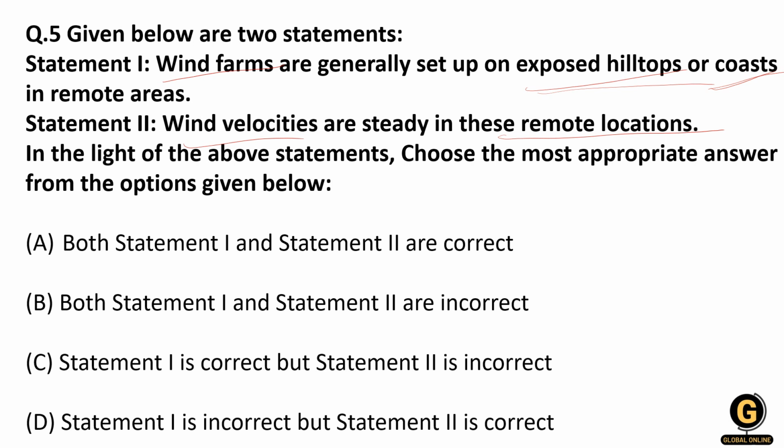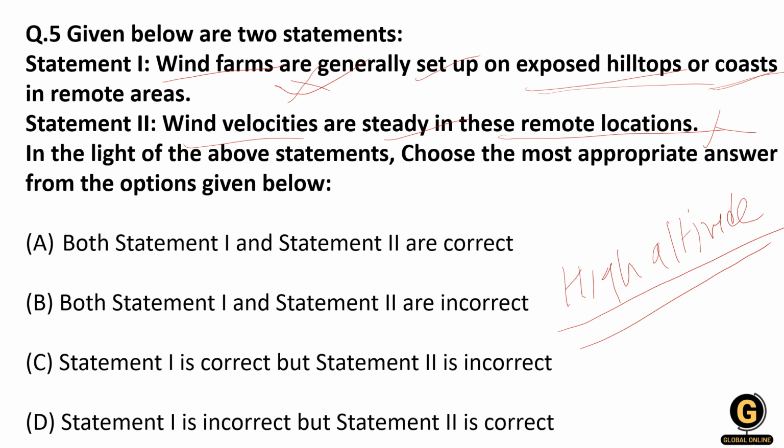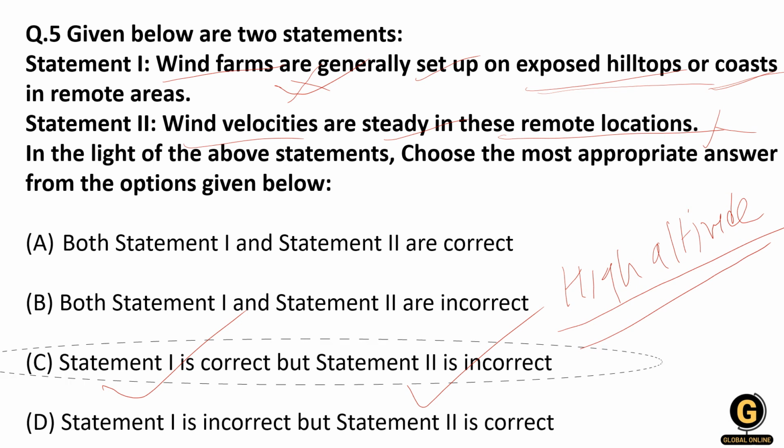So this is one thing. Statement 2 says wind velocities are steady at remote locations. You have to remember, wind velocities are steady at high altitude winds. So this is wrong and this is correct. Wind farms are set at exposed hilltops and coasts for the area and the wind velocity. Wind velocity is generally constant at these places, but the most steady velocities are for high altitude winds, right? So the correct option will be: statement 1 is correct and statement 2 is incorrect. So option C will be the answer.